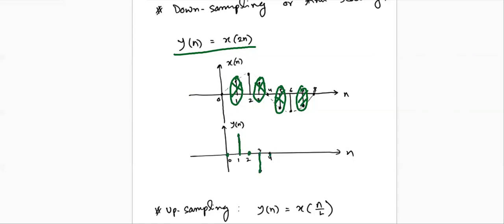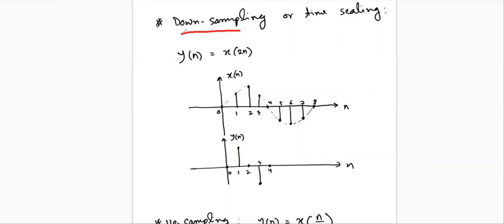Still, if you look into this, it actually looks like a sinusoidal signal. That means it represents the same signal, but with a different time scale, because you are cutting down some samples. So that is known as downsampling. This is known as downsampling.